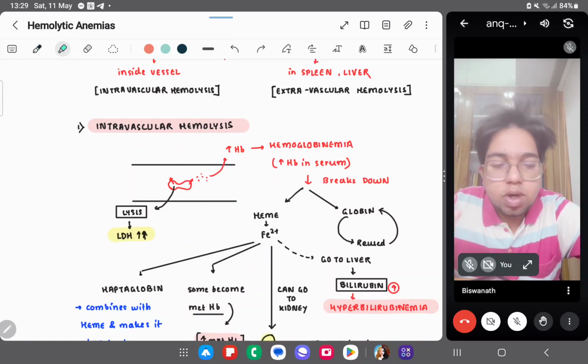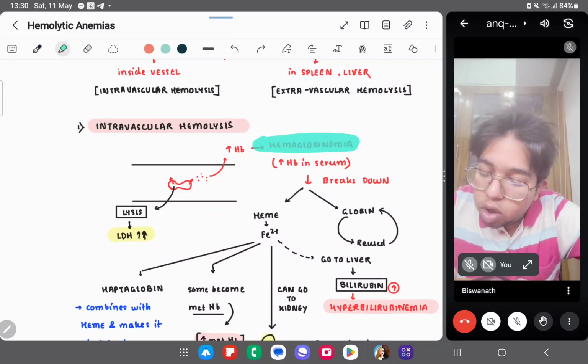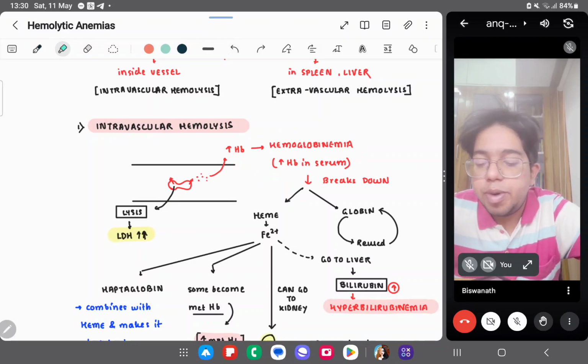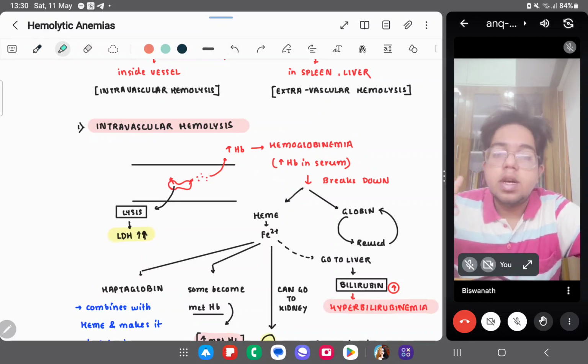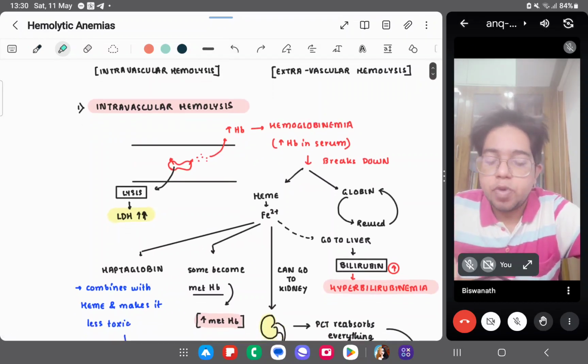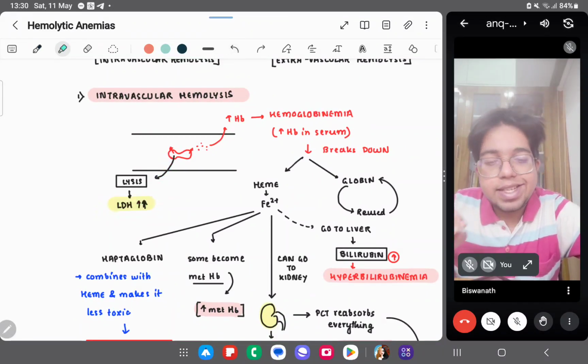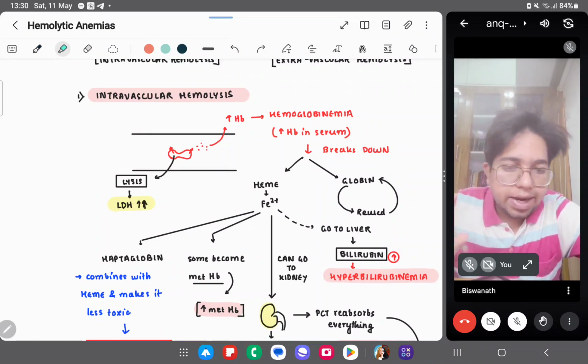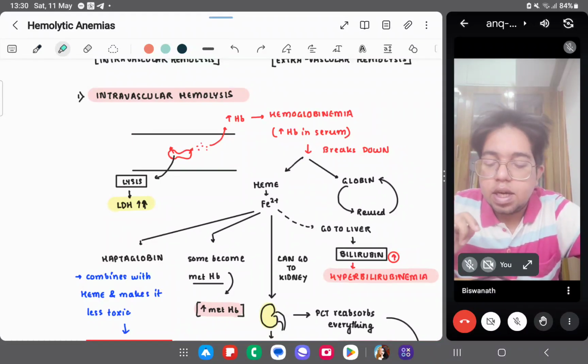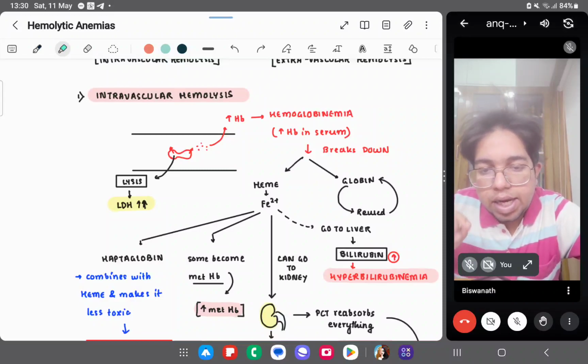Into the serum. So we'll have hemoglobinemia, that is increased hemoglobin in the serum. Right. First finding is the hemoglobinemia. Okay. Lysis will occur, so there will be increased LDH levels. You know, LDH is a marker of lysis. Anything which lyses, okay, obstruction and lysis. LDH is a marker, so LDH level will increase. So every anemia which will have an intravascular hemolysis will have increased LDH levels, right?